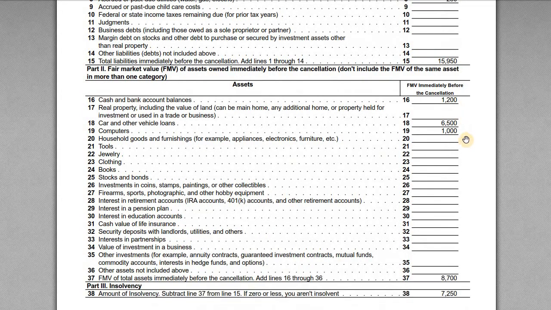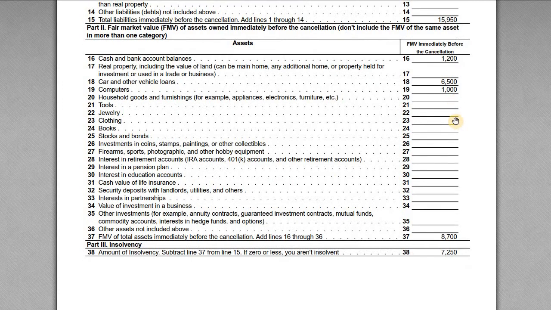$15,950. Now, under here, we want to report his assets, right? So he's got some cash in the bank account, $1,200. This is his car, what he thinks it's worth, $6,500. And then he's got a computer, $1,000. And really nothing else here. He doesn't have any jewelry.